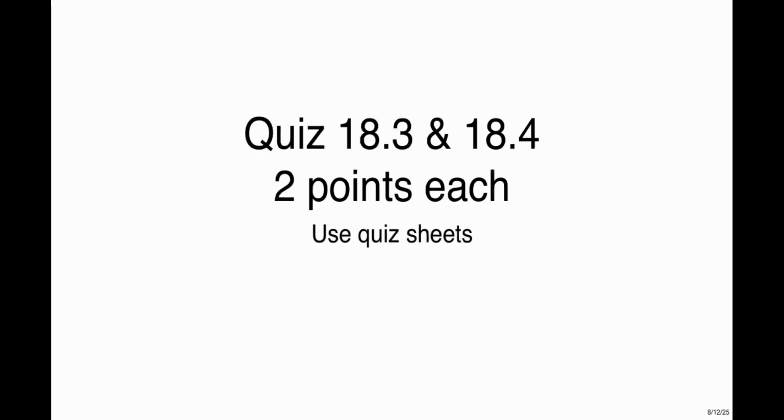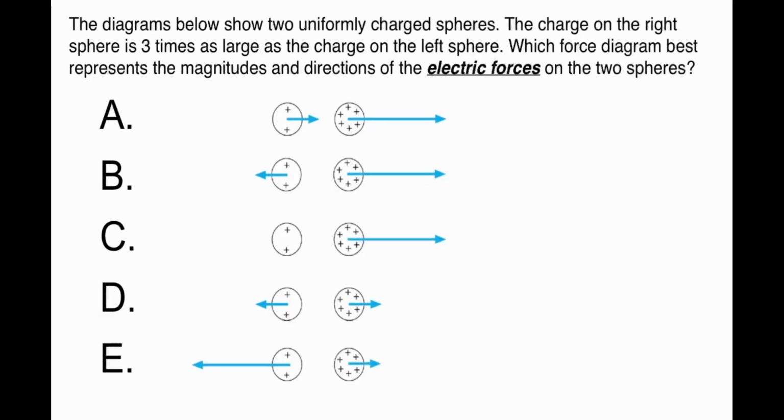18.3, 18.4, 2 points each. Remember, fill out both boxes, right? The first box is just for you doing it by yourself, and then the second box is for doing it as a group when I tell you it's okay to do that, okay? I can remind you later, but here is the quiz question. After today, quizzes will not be recorded on the YouTube video.